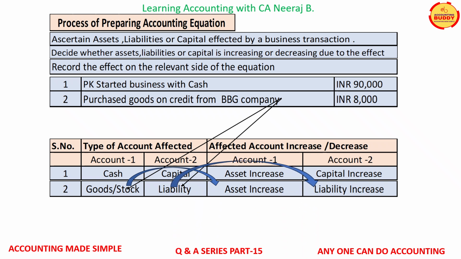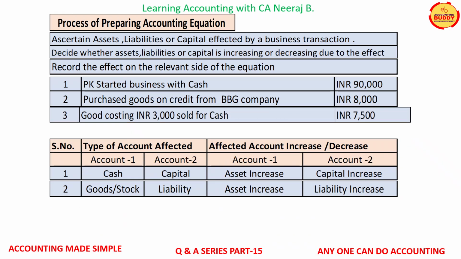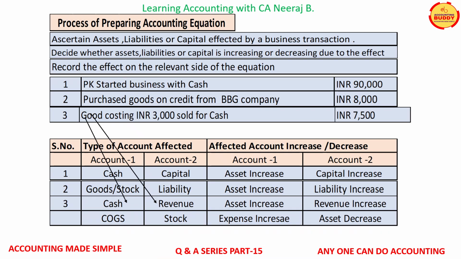The third transaction which we will consider is that goods costing INR 3000 are sold for cash of INR 7500. If we analyze this transaction, cash and revenue accounts are affected, and the cash, which is an asset, will increase and the revenue is earned, therefore it will also increase. In the same transaction, cost of goods sold, that is the COGS, and the stock accounts are also getting affected. Expense will increase being the cost of goods sold and the stock being the asset will get reduced.